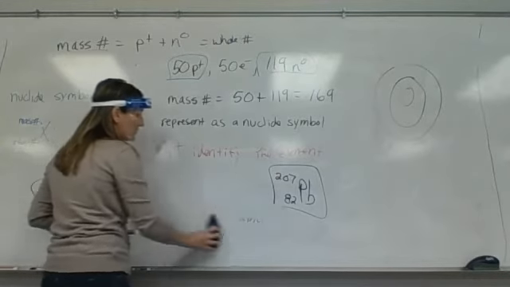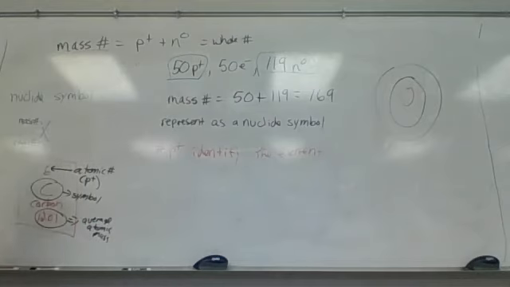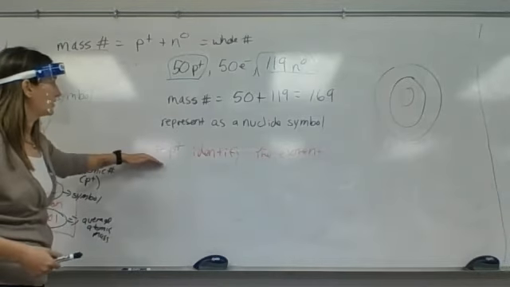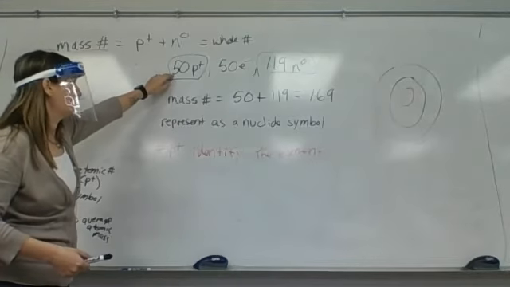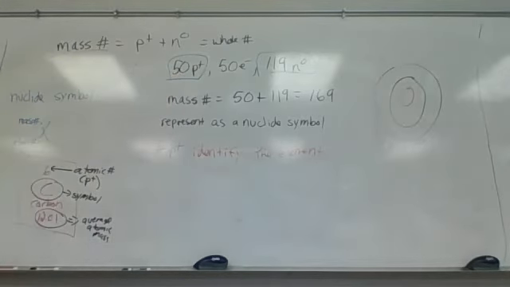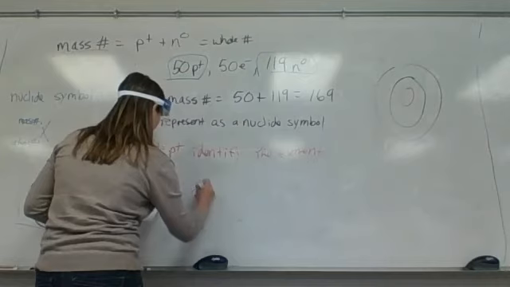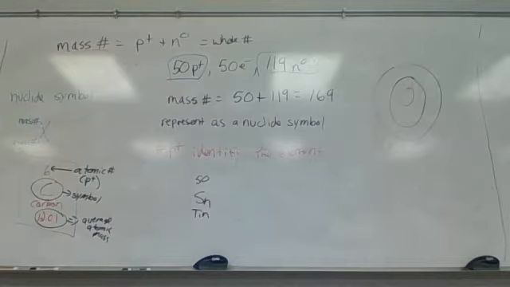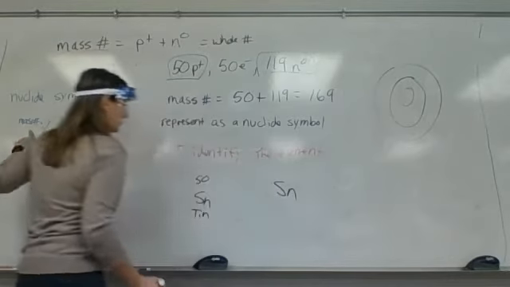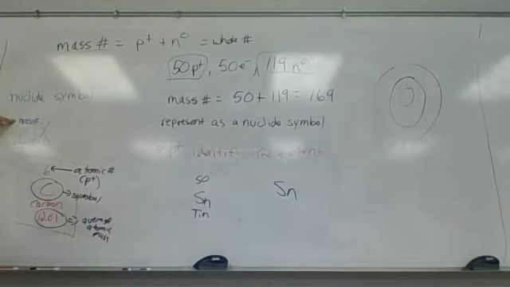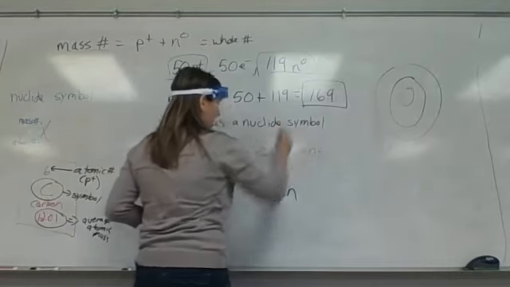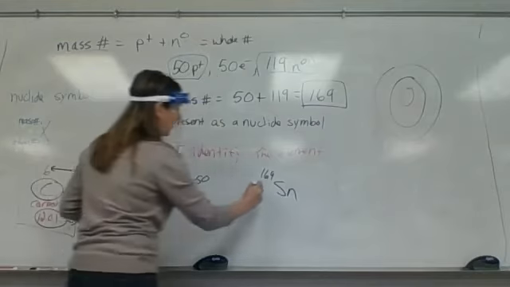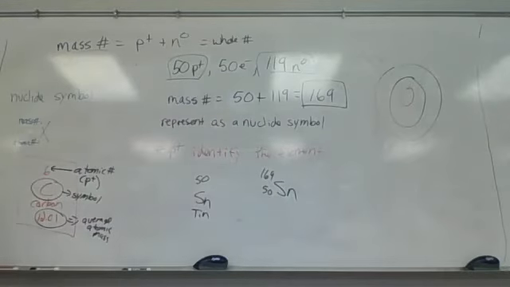Now to represent this as a nuclide symbol, I have to figure out what element that is. I'm using the number of protons, 50 in this case, to find it on the periodic table. So I'm looking for number 50. Number 50 is Sn. So this is what it looks like on the periodic table. To represent it as a nuclide symbol, I'm going to take that Sn, and in the upper left-hand corner, I'm going to put the total mass number that we calculated, 169. And down here, optionally, I can put that 50 that we used to find that symbol itself.